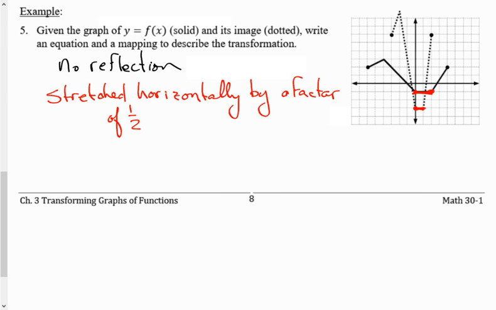And then I'd probably check another pair of points just to confirm it. So I would look at maybe this endpoint, that endpoint. On the original, that distance was 1, 2, 3, 4, 5, 6, 7, 8, 9, 10. And then I look at it on the image. This point, that point, 1, 2, 3, 4, 5. Yes, it's half as big.